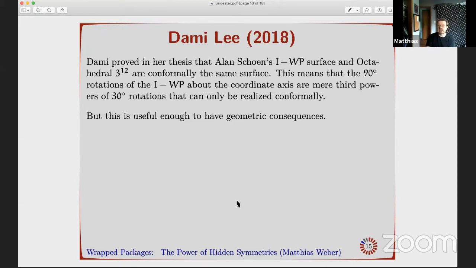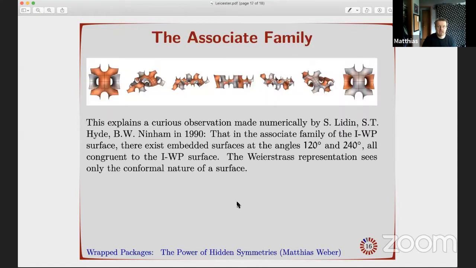So this means that the IWOP surface also has this automorphism, which allows you to rotate it by 30 degrees about this vertical axis. And this is surprising, and this is maybe useful, and this indeed has a geometric consequence. One can look at what is called the associate family, which you see part of in this top strip here, but this is just a mere toy image of what you'll see in a minute.